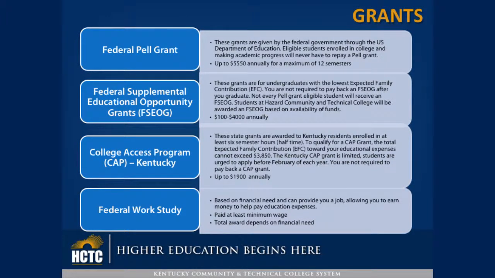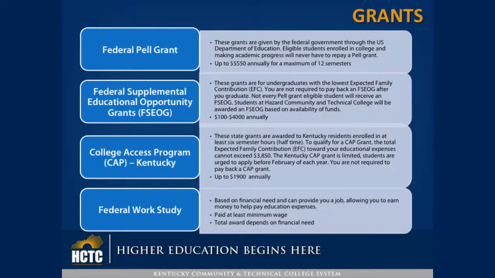Grants. Federal Pell Grant. These grants are given by the federal government through the U.S. Department of Education. Eligible students enrolled in college and making academic progress will never have to repay a Pell Grant. The amount is up to $5,550 annually for a maximum of 12 semesters.